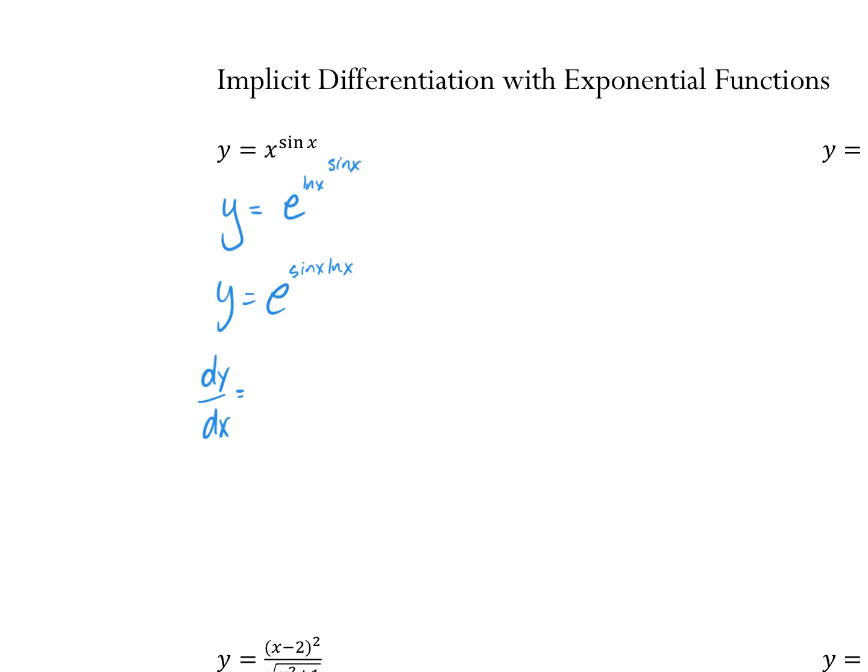So how would I keep going with this? I'm not against what you're saying. That was not how I intended to show you guys how to do this, but I don't have a problem with what you're saying. So keep going. Then it's e to the sine x times ln x, times cosine of x times ln x plus sine of x over x, all in parentheses. Then I would simplify the e to the sine x ln x back to x to the sine x.